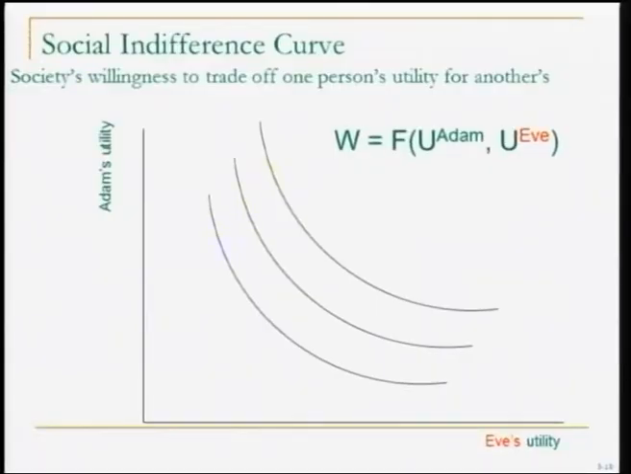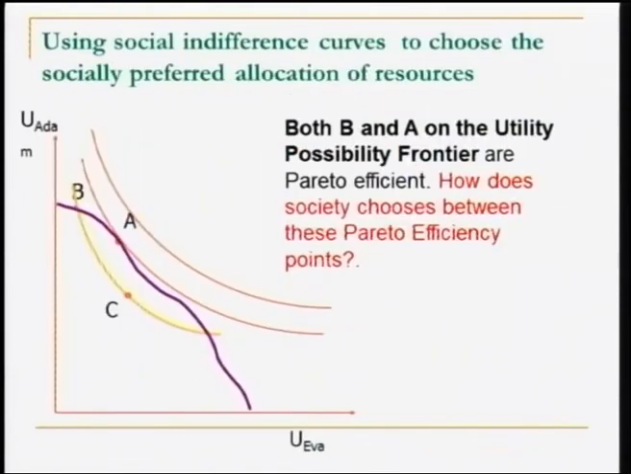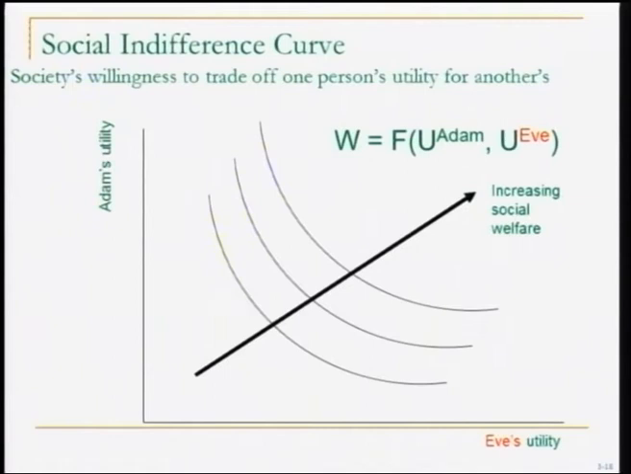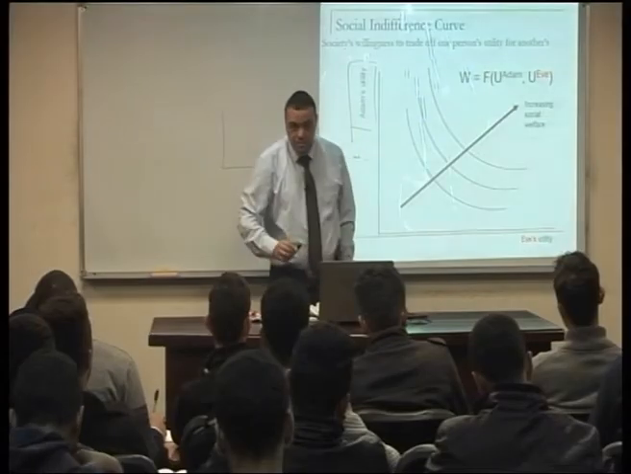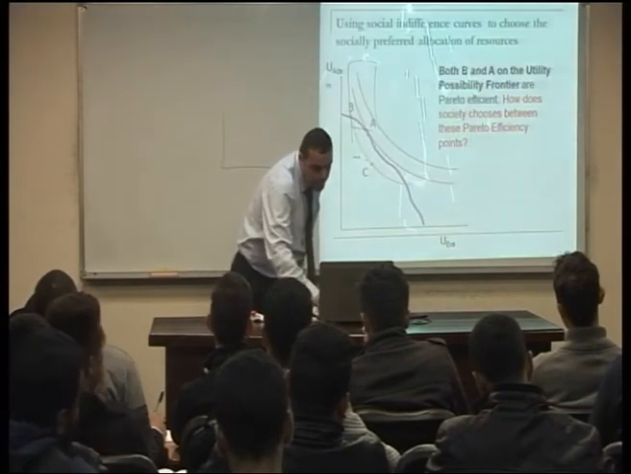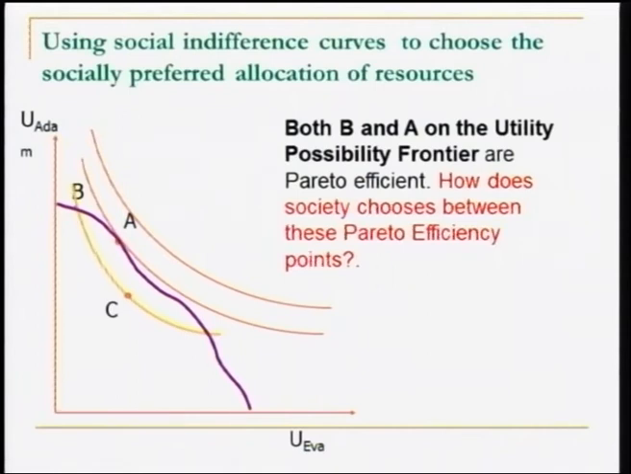social indifference curves. The social or the community indifference curves. Here, as you see, the total indifference curves. As you said, the social indifference curve is the society's willingness to trade off one person's utility for another. A rightward movement or shifting of the social indifference curve means there is an improvement in the social welfare. Okay? Let's go to this graph.